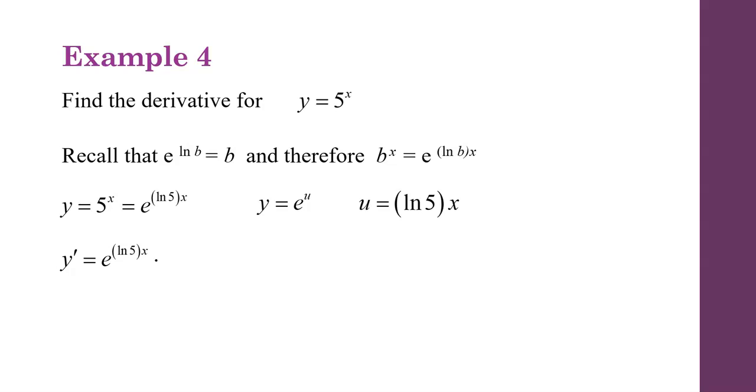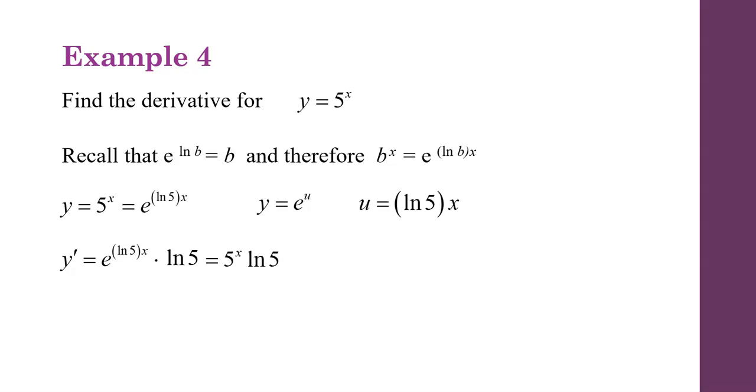And then I need to take a derivative of natural log of 5 times x. Again, since it's a constant times x, just like 7x, the derivative would have been 7. Derivative of natural log of 5 times x is just natural log of 5. And last thing we do is rewrite this e to the natural log of 5 times x back as 5 to the x in the form we started with. So the derivative of 5 to the x is 5 to the x natural log of 5, right?